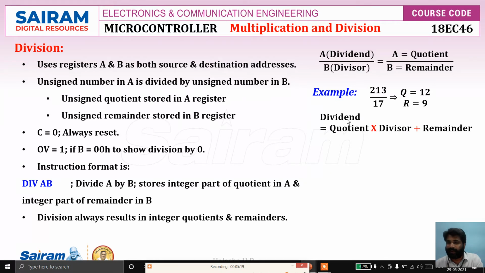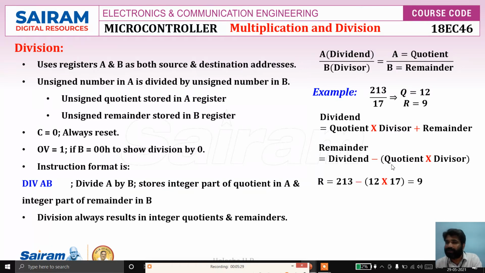As we know, the formula to obtain the remainder is: dividend is equal to quotient into divisor plus remainder. So remainder is equal to dividend minus quotient into divisor. In this case, remainder is equal to 213 minus 12 into 17. 12 is the quotient, 17 is the divisor. So that is equal to 9. So this is how we obtain the remainder.